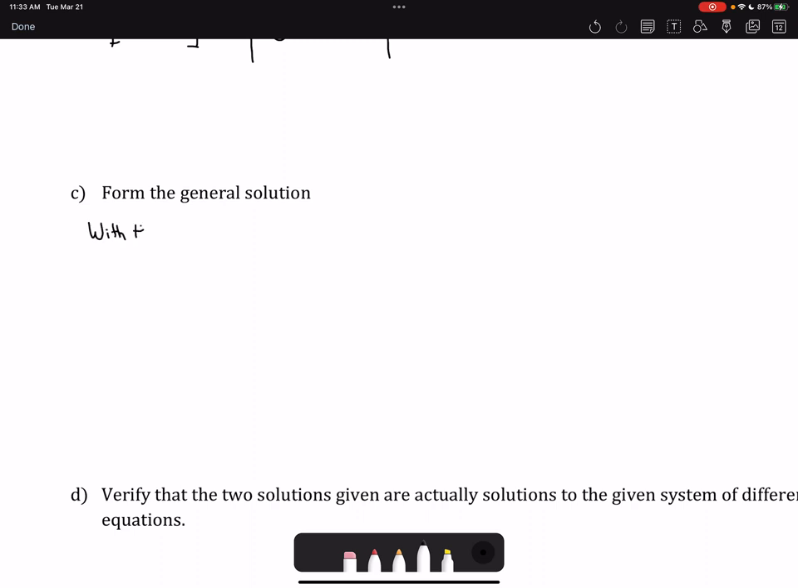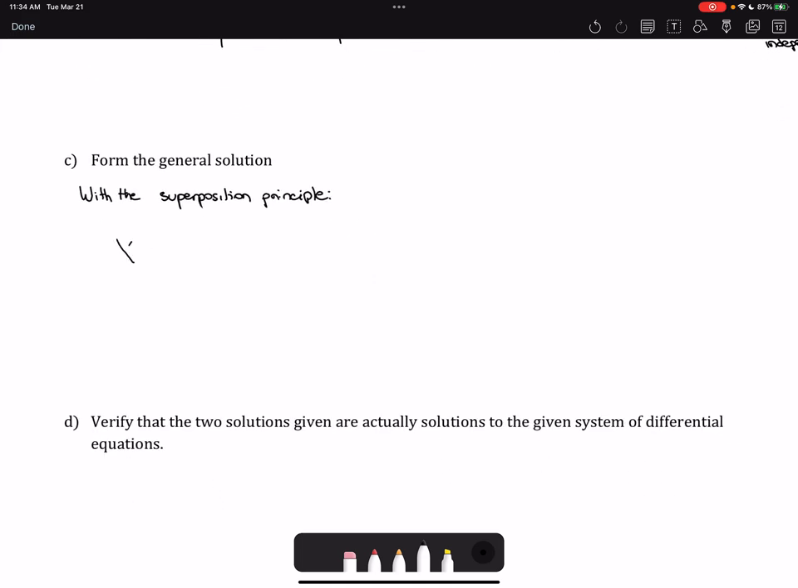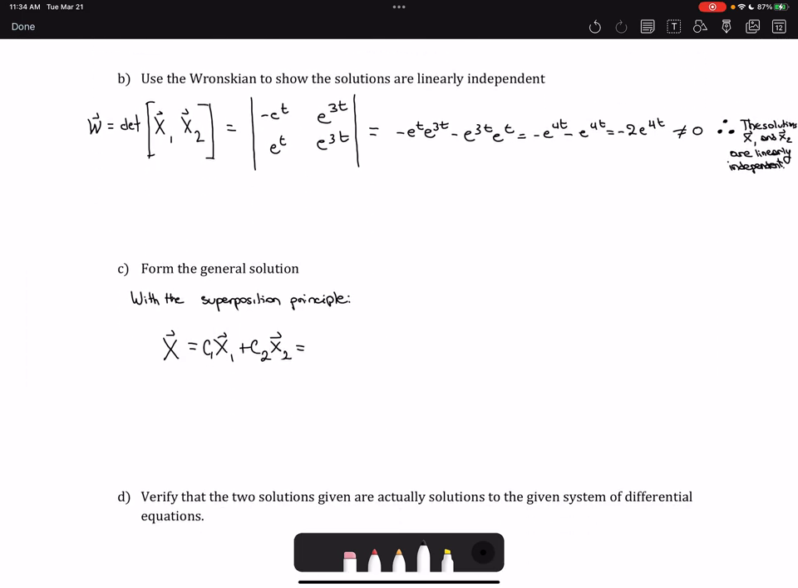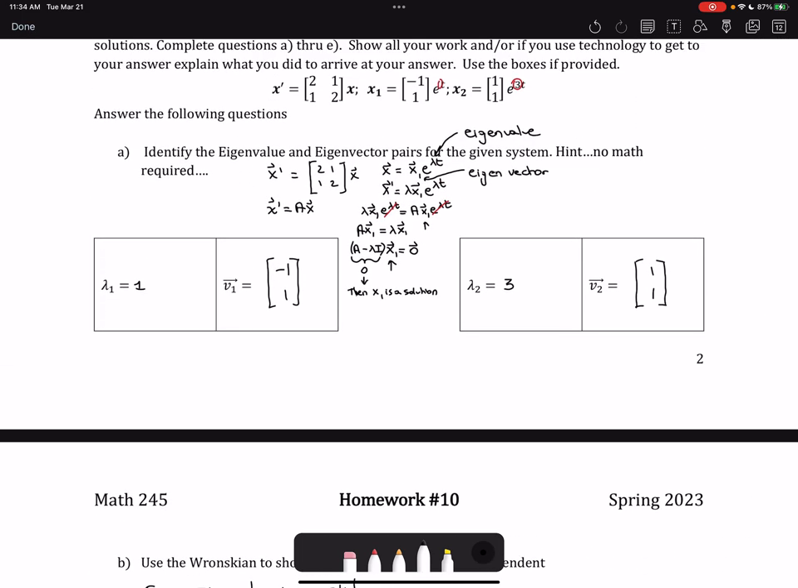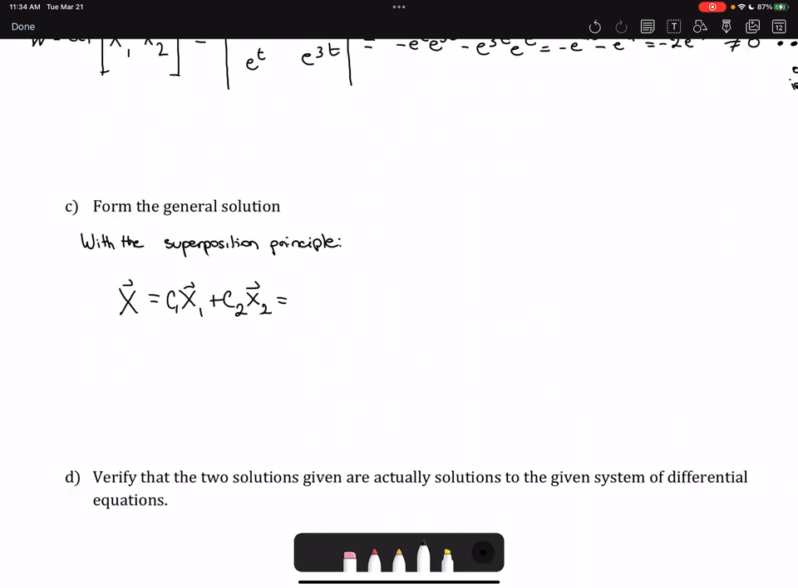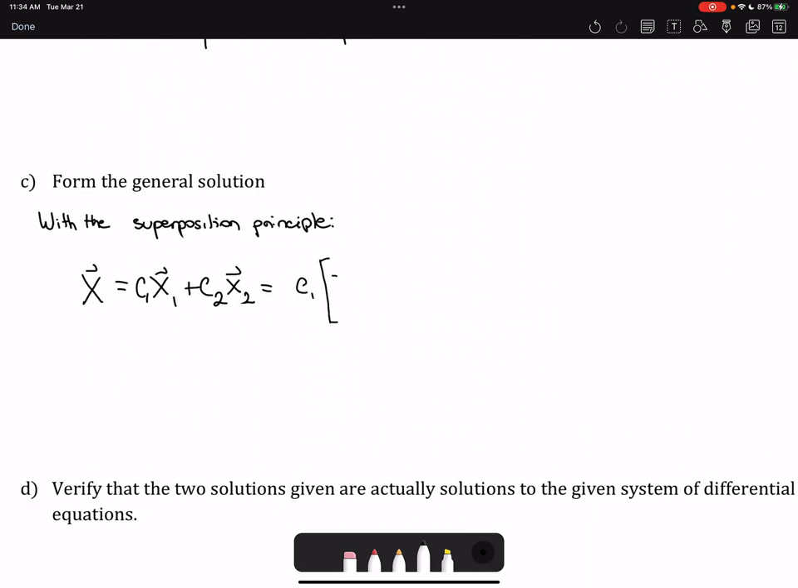So with the superposition principle, we have that the general solution x is going to be the sum of x1 times some constant and x2 times some constant. And given that those were our solutions, we're going to have c1 times negative 1, 1 e to the t plus c2 times 1, 1 e to the 3t.